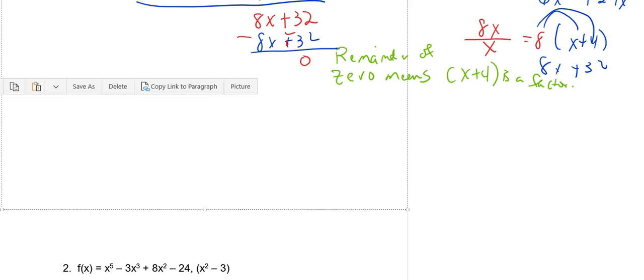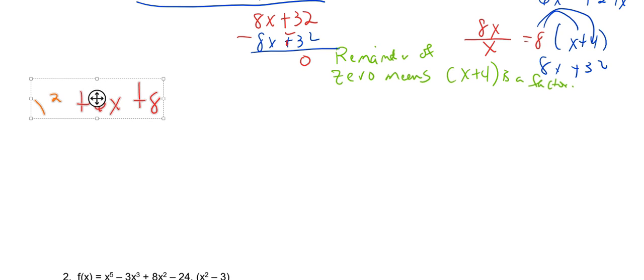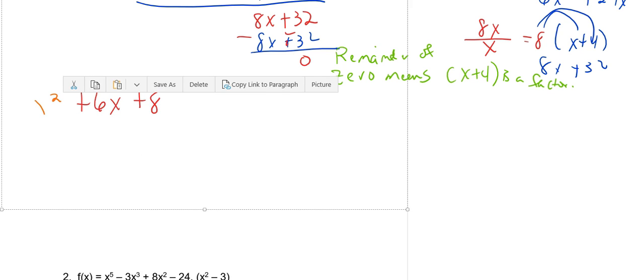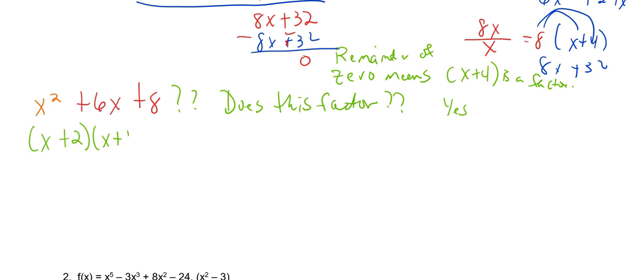I just want it to show up here. Okay, we're off the page a little bit, and we lost part of our x, so we'll fix that in just a second. There we go. Now, does this factor? Yes, it does. We figured that out already. So we're going to get our x plus 2 and our x plus 4.